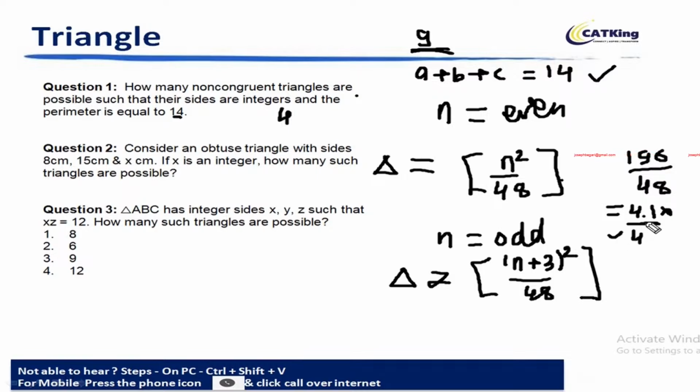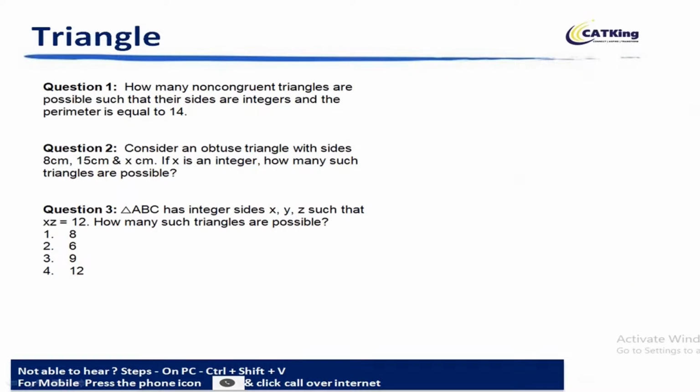Suppose the value were somewhat 4.7 or 4.8, then the answer could have been 5, right? But here the answer will be 4. So either way you can solve this question, right? So after this, let's look at the second question.